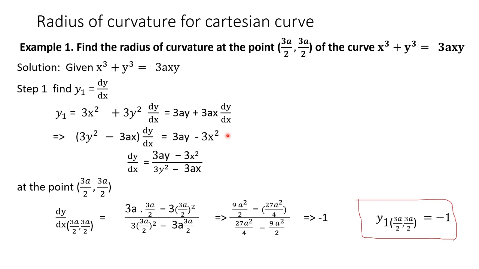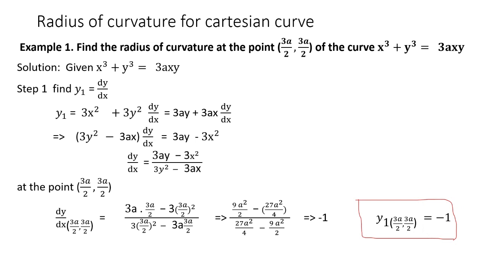Bring dy by dx terms towards left, we get this, bringing this down, dy by dx is this. Radius of curvature at the point 3a by 2, 3a by 2 is asked, so dy by dx at 3a by 2, 3a by 2 is calculated, that is plug in these values for x and y, we get this, simplifying we get y1 is equal to minus 1.